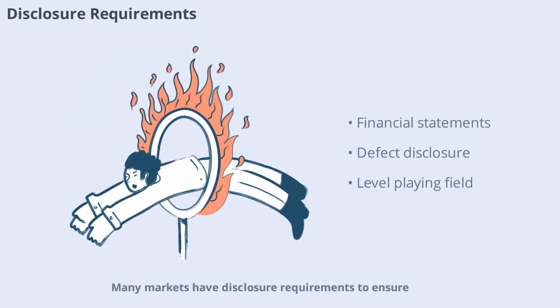Many markets have disclosure requirements to ensure all parties have access to important information. For example, public companies must share financial statements and real estate sellers must disclose known defects. These rules help level the playing field and protect less informed participants.